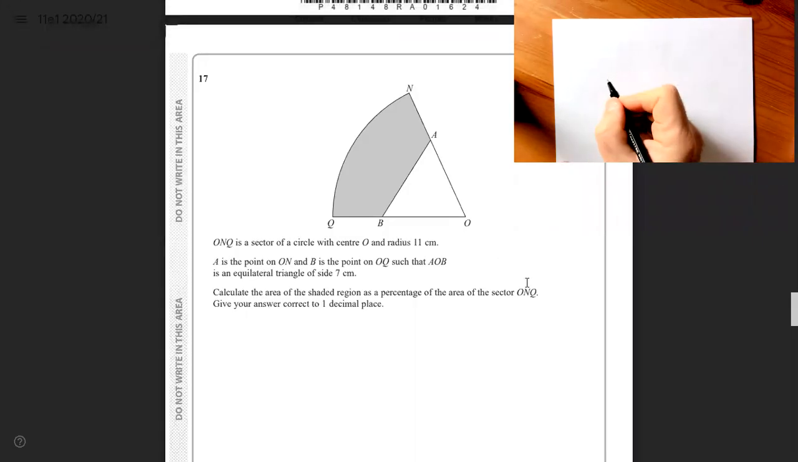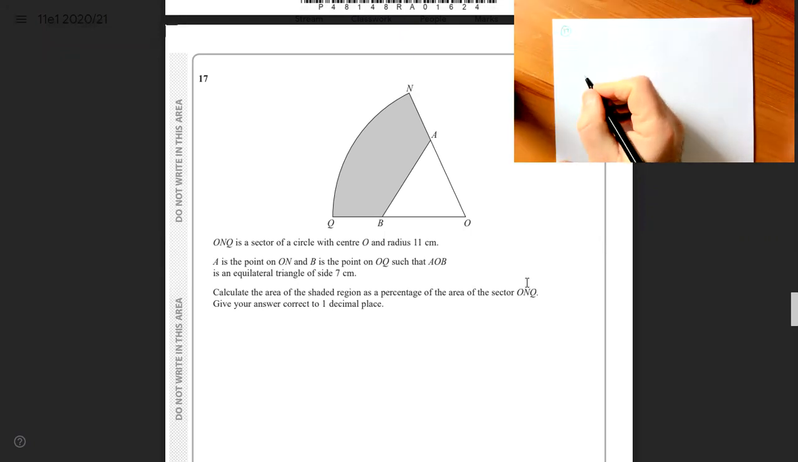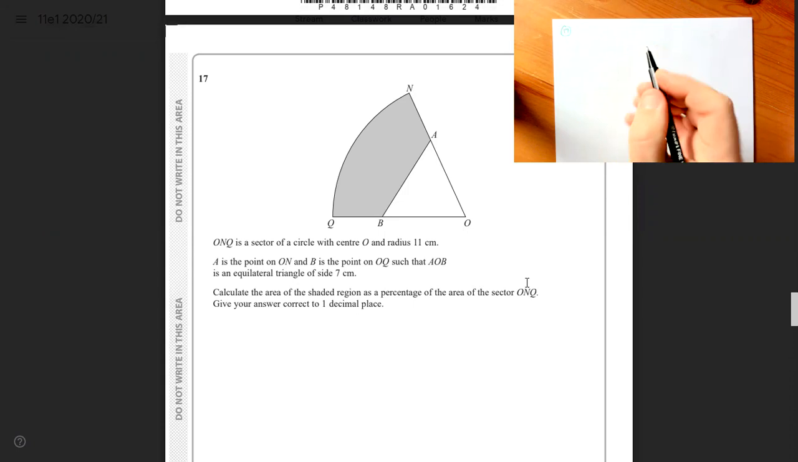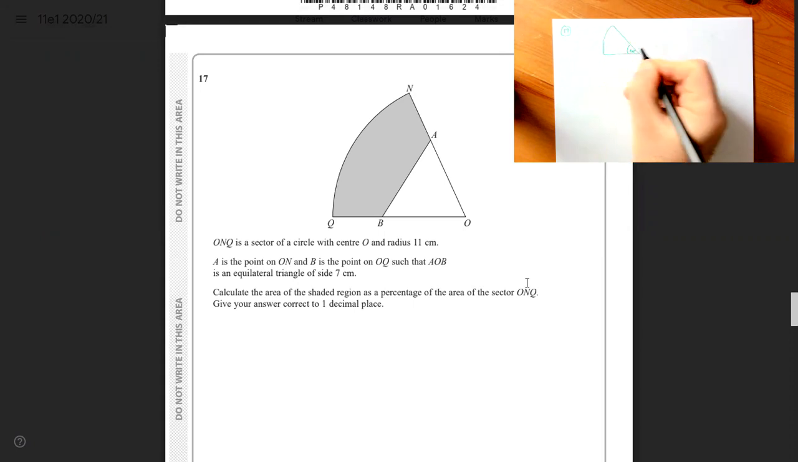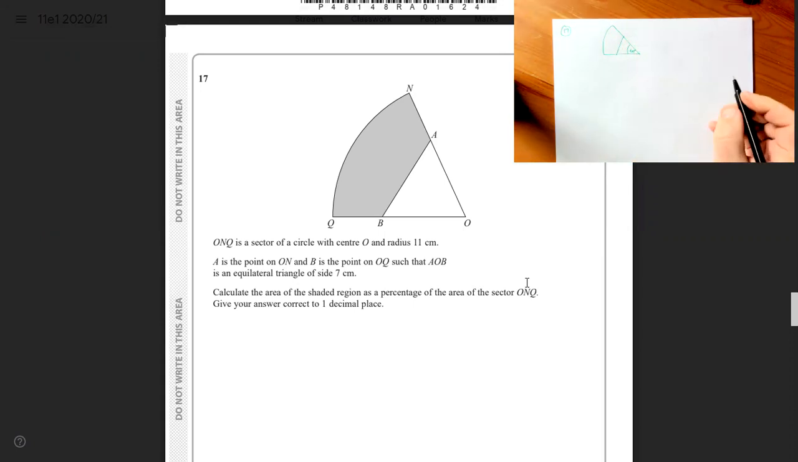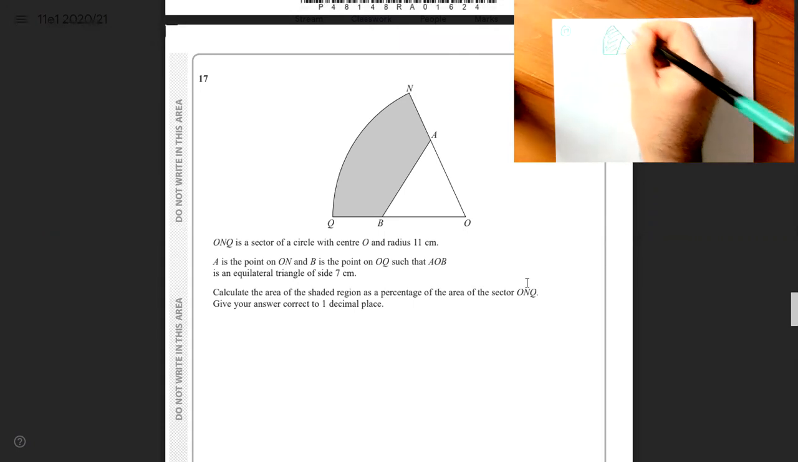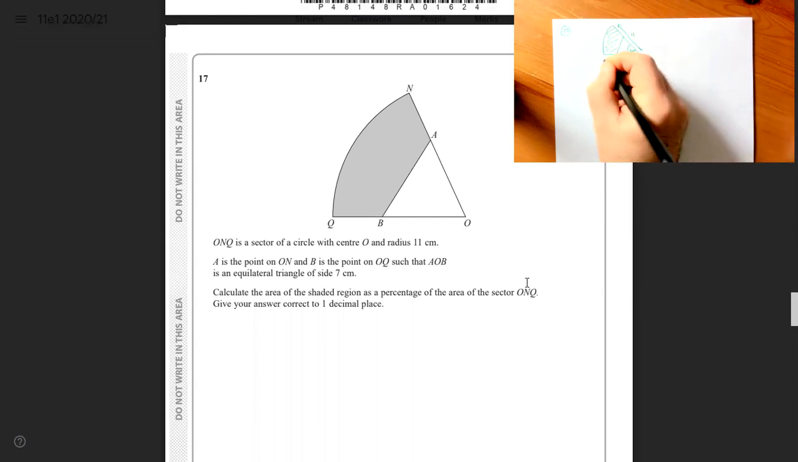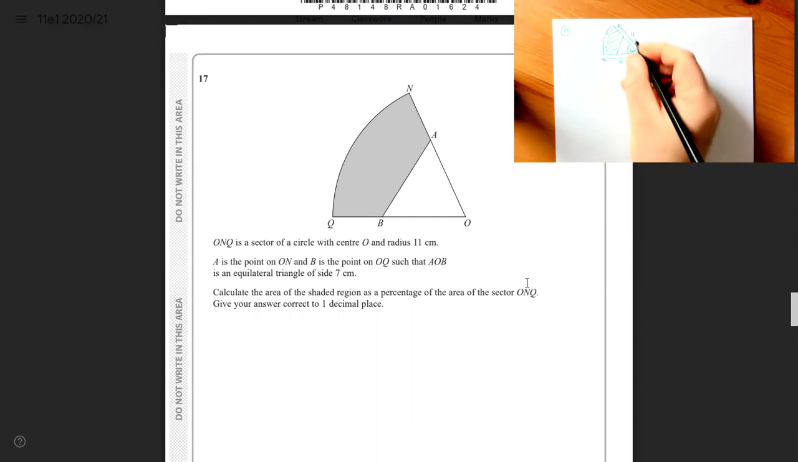So question 17. O and Q is the tangent of the circle, centre O with radius 11. A is a point on ON and B is a point on OQ such that AOB is an equilateral triangle. Okay, so if that's an equilateral triangle, then obviously you know that this angle here is 60 degrees. That length there is 11. That's 7, that's 7, and that's 7.